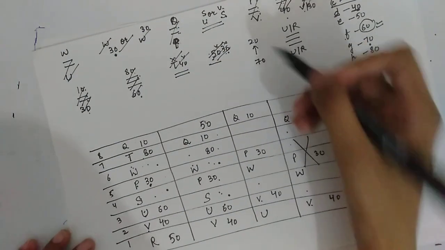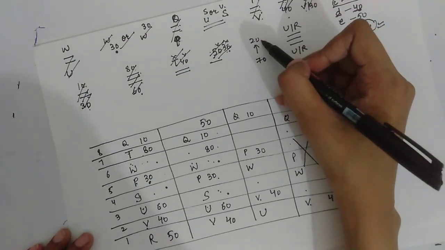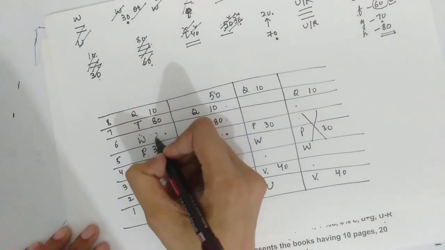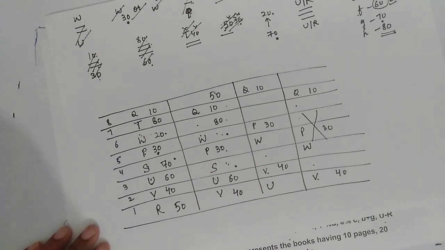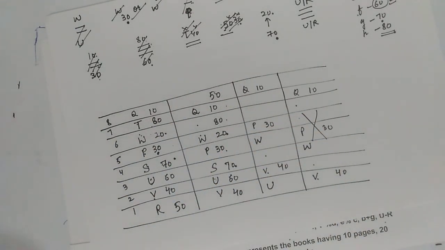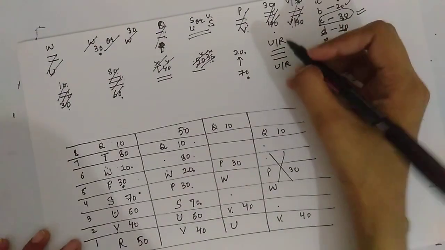Fine. Now see the next one. The book containing 20 pages is above the book having 70 pages. So here it will be like this, and here 20 will come here and 70 will come here. Fine. Now see the next.